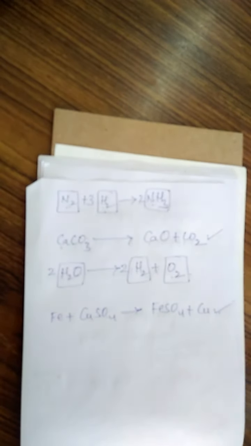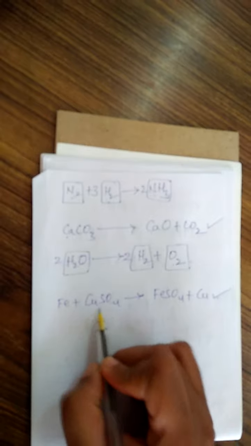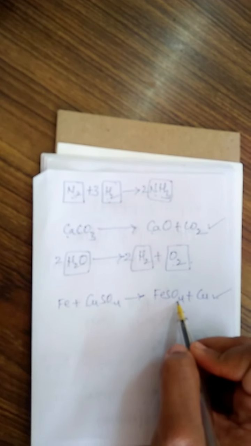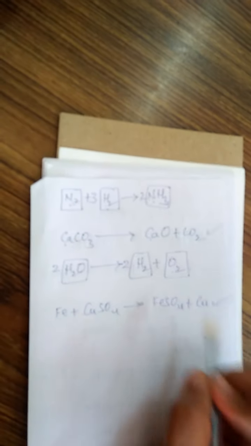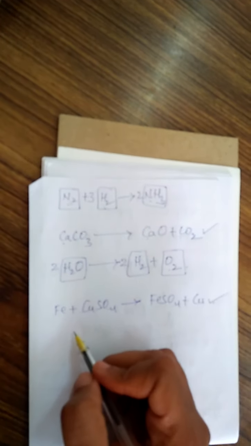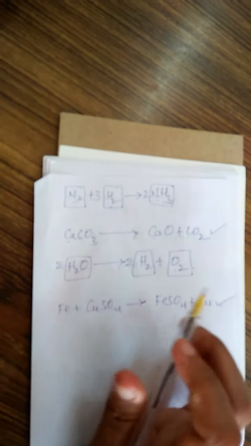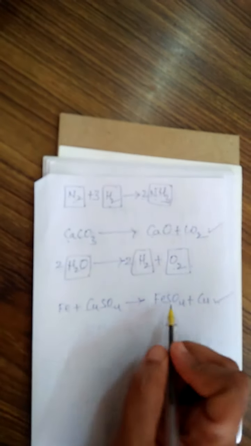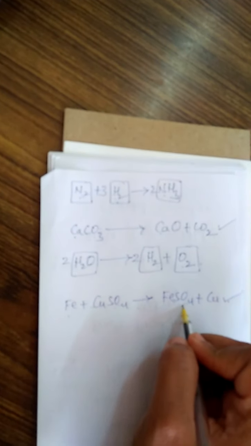Okay. So like this, you have to see that the left hand side, that is the reactant side, and the right hand side, that is the product side, have the same number of atoms, because we know already that atoms are not created, not destroyed. Iron, iron, copper, copper, sulfur, sulfur, oxygens, oxygens. Same number is there. Now let me take another one, children.